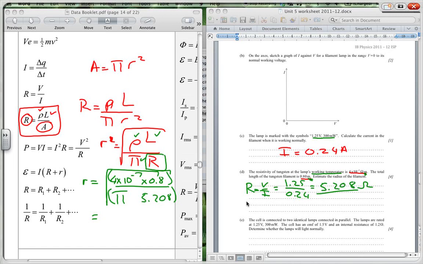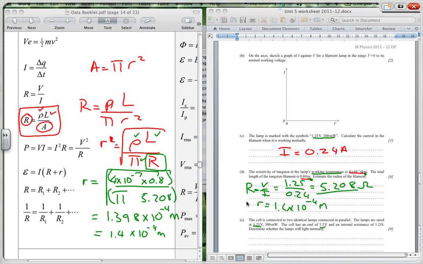And I get a value of 1.398 times 10 to the negative 4, and that's meters. Now we've got here, this is 1.5, so I've got two significant figures. Here I've got three significant figures. I'll work to the two significant figures, so that's going to be 1.4 times 10 to the negative 4 meters. That will be the radius. R is equal to 1.4 times 10 to the negative 4 meters.